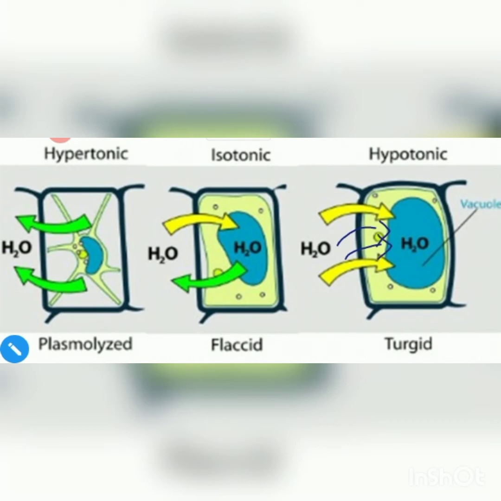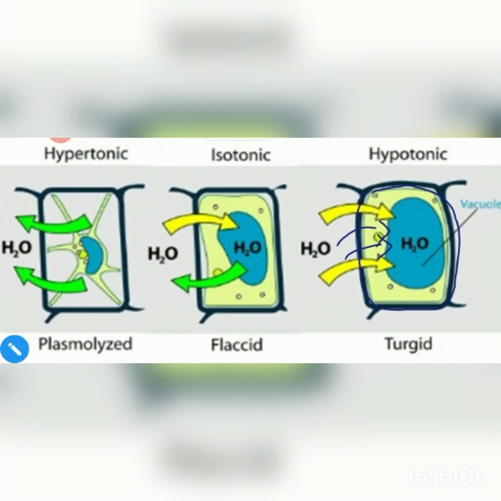And what will happen in an animal cell? As more and more water enters into the animal cell, it will start to bulge or swell. And if more water is entering into the cell, finally the animal cell will burst. But in the case of a plant cell, there is an external covering, a cell wall.